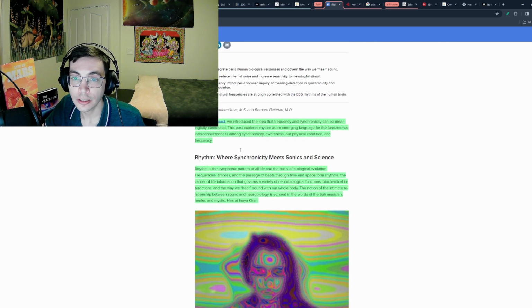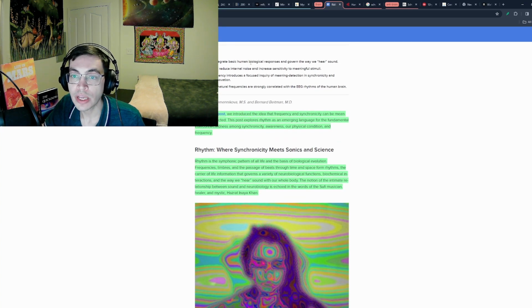It says that rhythms integrate basic human biological responses and govern the way we hear sound. Delta waves reduce internal noise and increase sensitivity to meaningful stimuli. Sound frequency introduces a focused inquiry of meaning detection and synchronicity and scientific innovation. The Earth's natural frequencies are strongly correlated with EEG rhythms of the human brain.